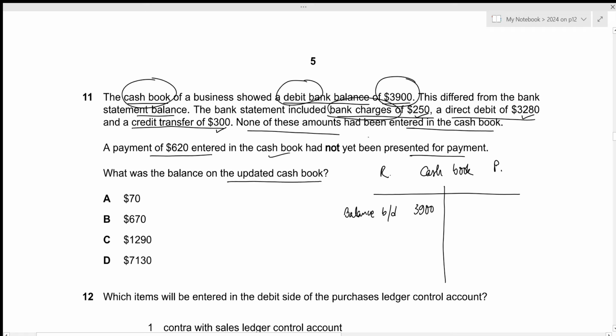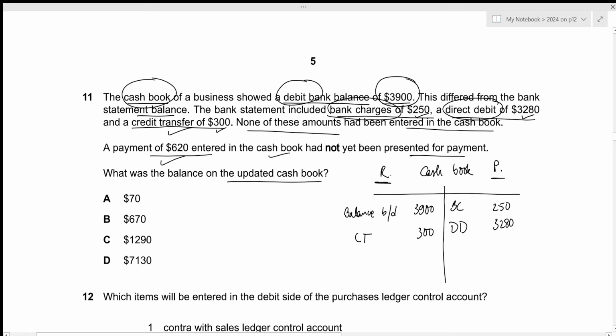Bank charges is part of our expenses. It means that we are paying it to the bank. So it will go on the credit side. We have bank charges of 250. Then we have direct debit of 3,280. Remember that direct debit is a payment. So this is also part of the payments. It will go on the credit side. Then we have a credit transfer of 300. Credit transfer of 300 means that we are now receiving this 300 within our bank account. So that is part of the receipts. So it will go on the debit side.